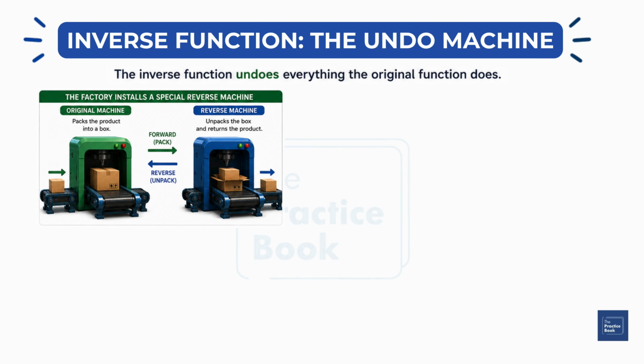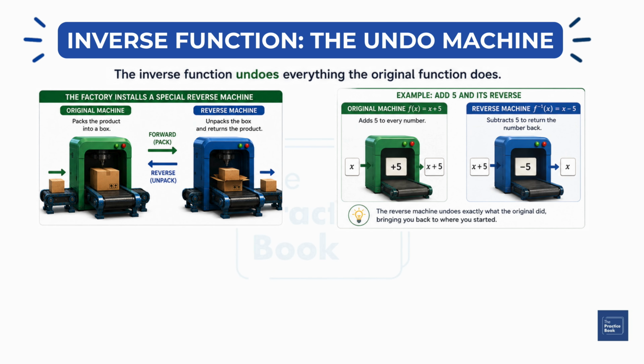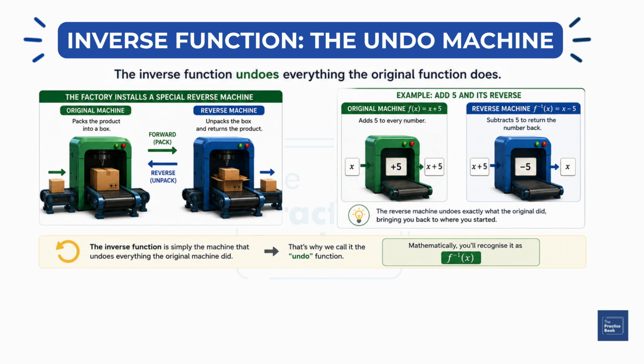Finally, let's look at one of the most useful ideas in this topic: the inverse function. Imagine our factory installs a special reverse machine. If the original machine packs a product into a box, the reverse machine unpacks it. If the original machine adds 5 to every number, the reverse machine subtracts 5 to return the number back to where it started. The inverse function is simply the machine that undoes everything the original machine did. That's why we call it the undo function.